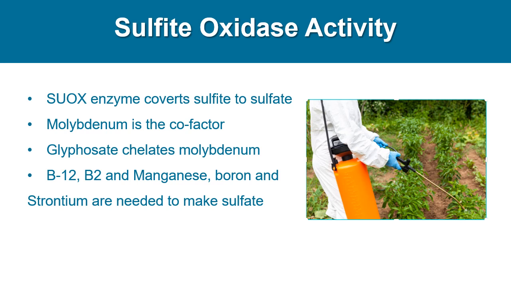To convert sulfite to sulfate in this process using the SUOX gene, the cofactor is molybdenum, and it's needed for enzymatic action. Now here's something you should know. Glyphosate is a known chelator of molybdenum and can be a cause for sulfite oxidase dysfunction. Other cofactors include B12, B2, manganese, boron, and strontium, which are also needed to make sulfate. People with issues in the sulfooxidation process are more likely to get headaches, migraines, asthma, chest tightness, chronic fatigue, and chronic indigestion and heartburn.